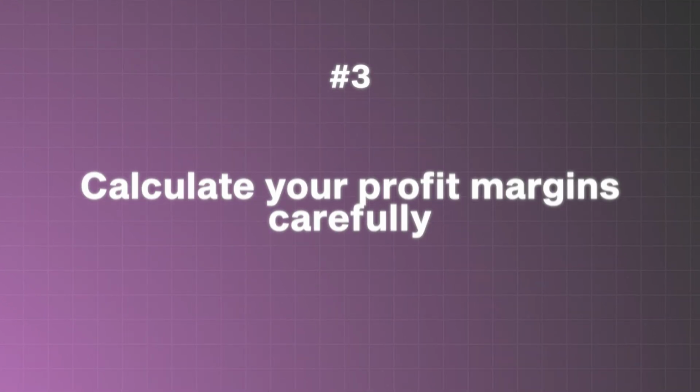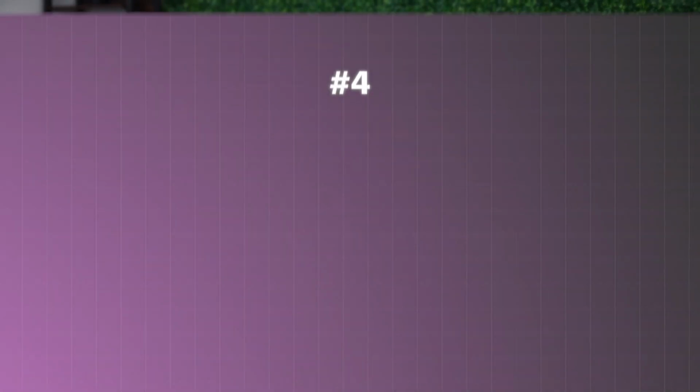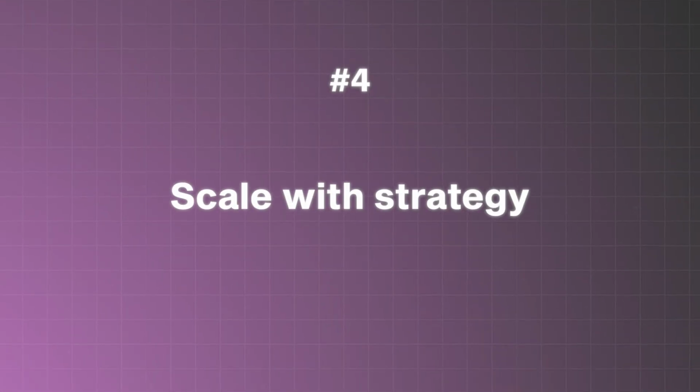Number 3, calculate your profit margins carefully. Do not run ads blindly, right? Make sure you actually know where your profitability is and stick to it and be meticulous and relentless about getting to profitability. Number 4, scale with strategy. Lower your cost per order, increase your AOV, and continually make better and better high-performing content.